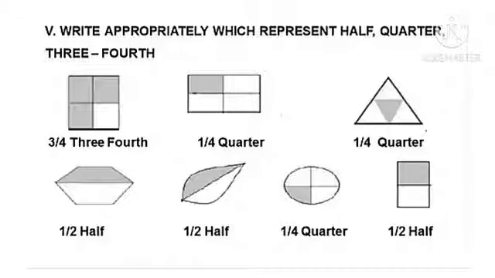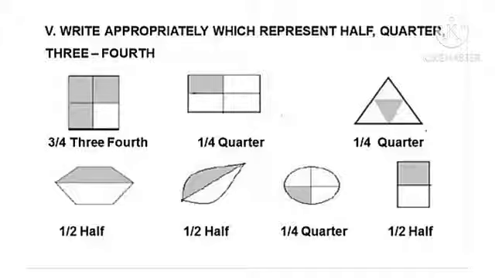Write appropriately which represents half, quarter, and 3/4. Half means 1 by 2. That means the picture has to be divided into 2, and in that one part has to be colored. Quarter means the picture has to be divided into 4, and in that one part should be colored. That is 1 by 4 or quarter. 3/4 means the picture has to be divided into 4, and in that 4, 3 parts should be colored.